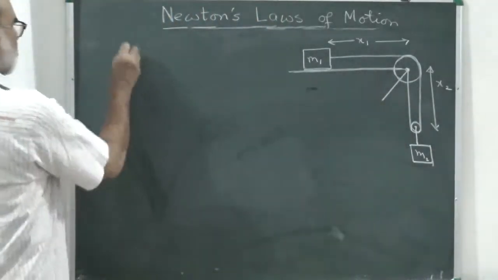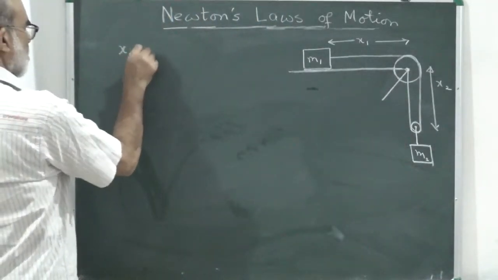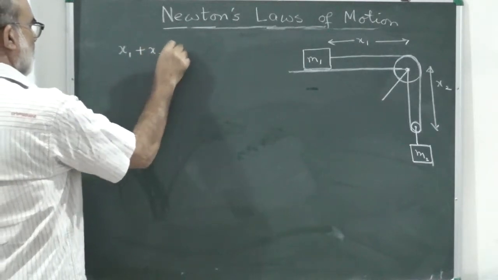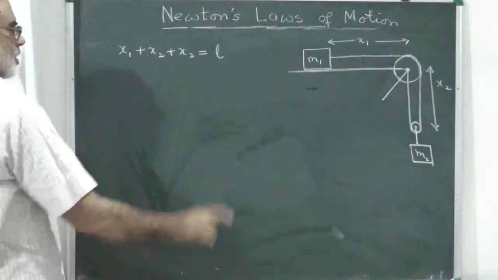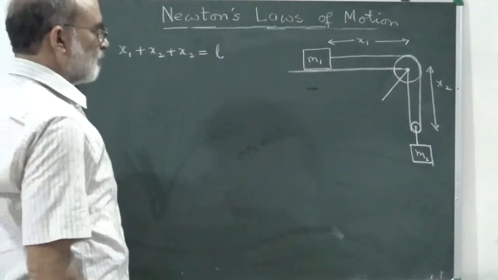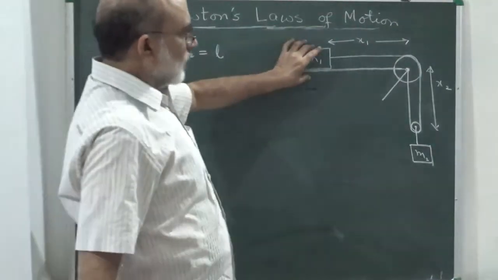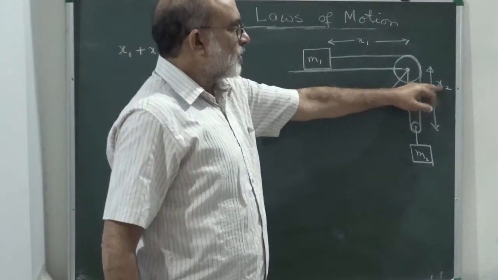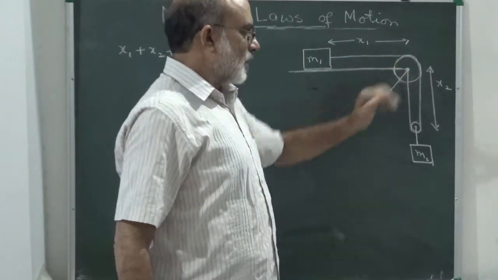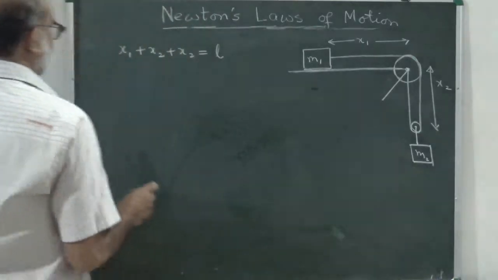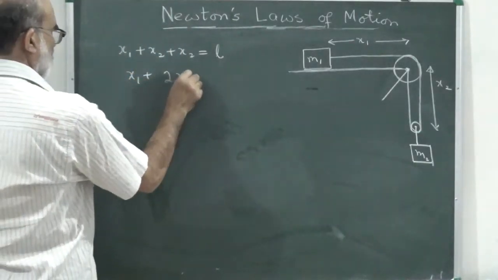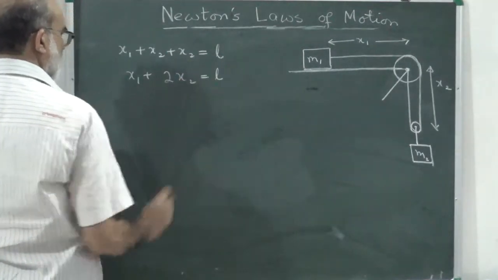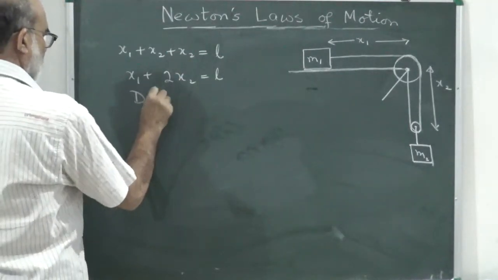So x1 plus x2 plus x2 is the total length of the string, which is fixed. This length of the string is fixed. Now since this is moving and this is moving, these two, x1 and x2, will vary with time. So if you differentiate, this will become x1 plus 2x2 is equal to L. Differentiate with respect to time.